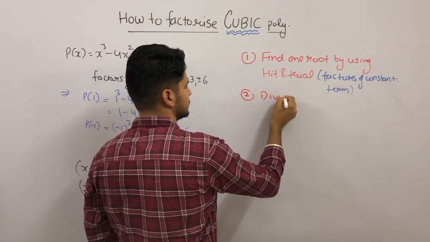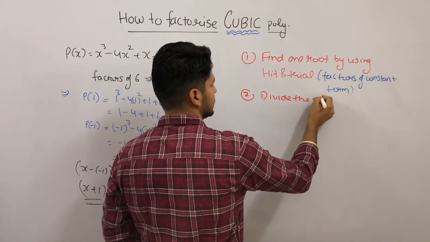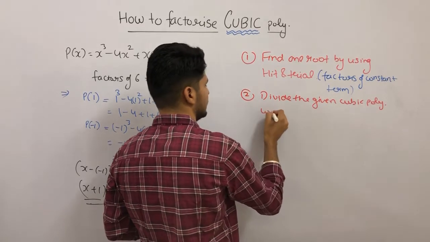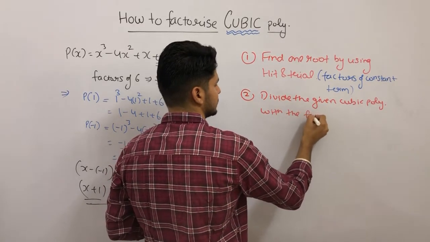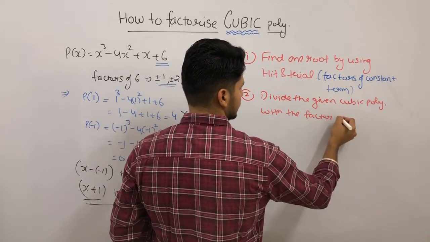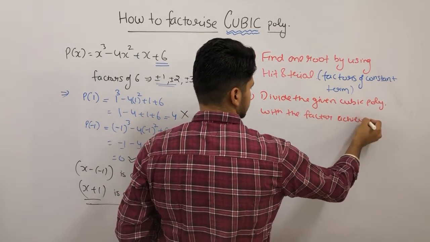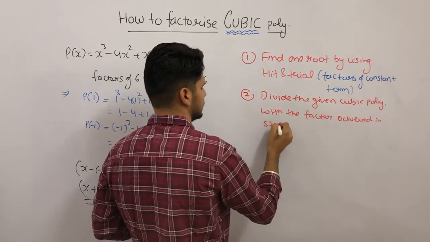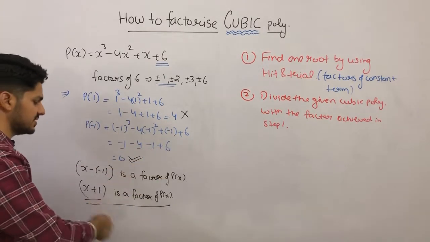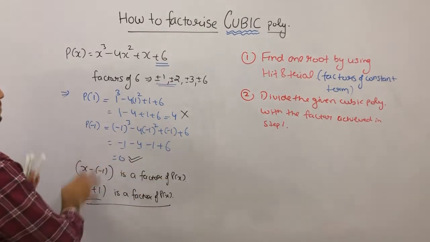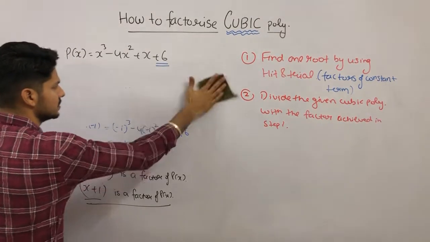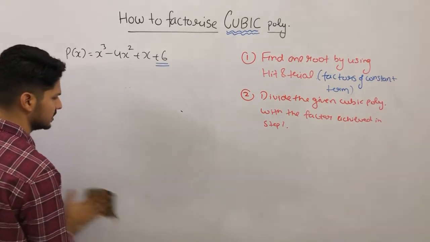divide the given cubic polynomial with the factor achieved in step 1. So now we have to divide the given cubic polynomial with the factor we have achieved here. So what we are going to do is, now we are going to divide. So pause the video and note all the steps.